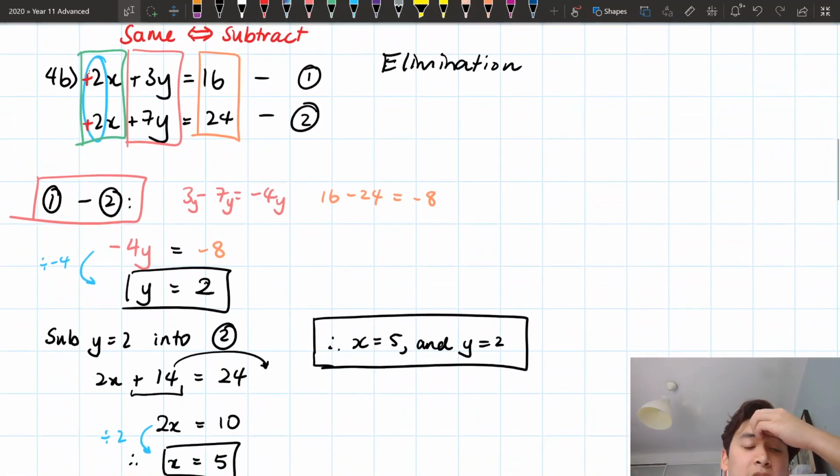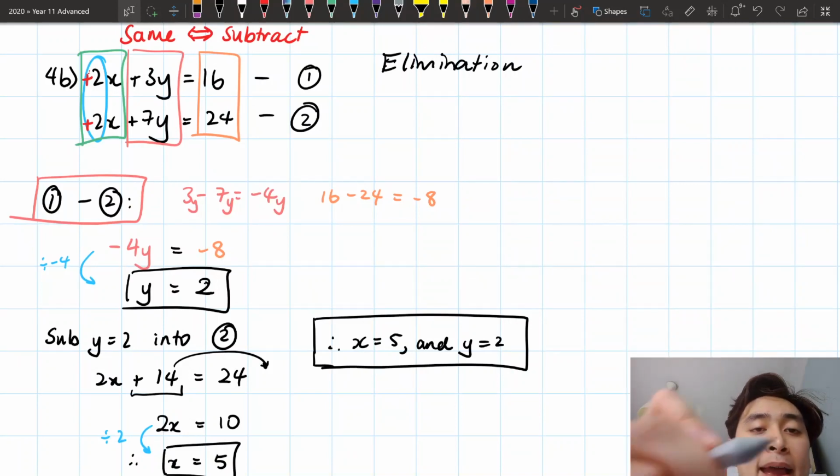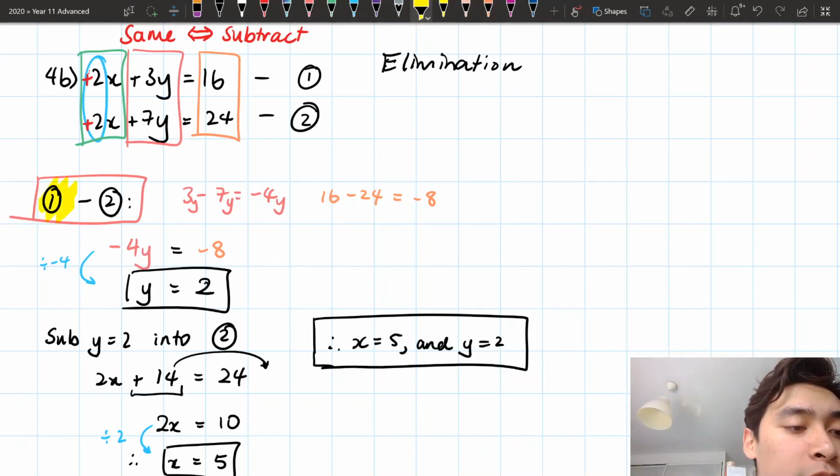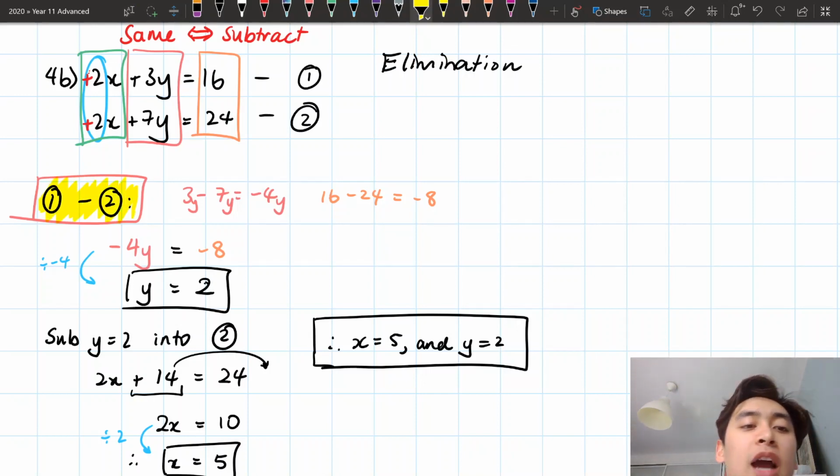So I think the key question was, is it 7y minus 3y or 3y minus 7y? That all depends on what order you're doing the subtraction in. If you do it the other way around, equation 2 minus equation 1, it will be 7y minus 3y. But here I wrote it as 1 minus 2, so I need to keep the order correct.